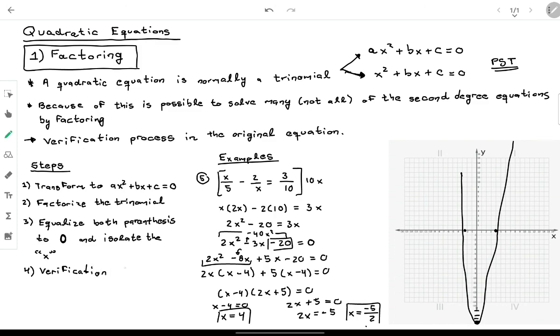So that will be it for today's video, on how to solve quadratic equations by factoring. Remember, not all of the equations are possible to solve by factoring. See you in the next video.